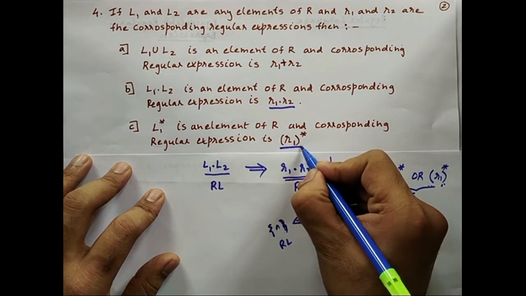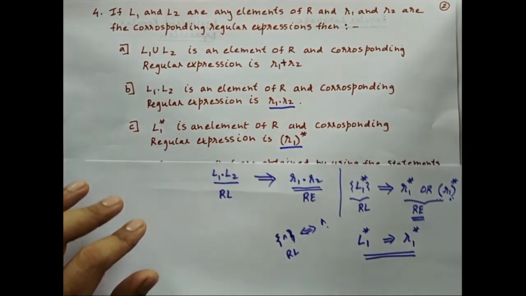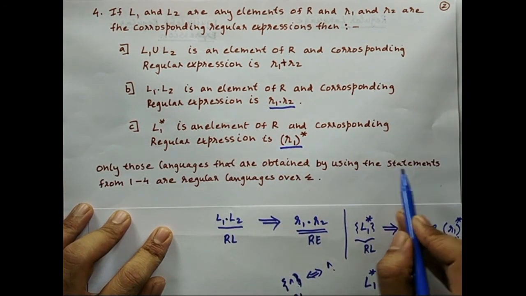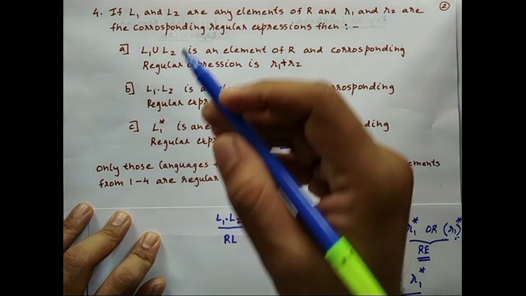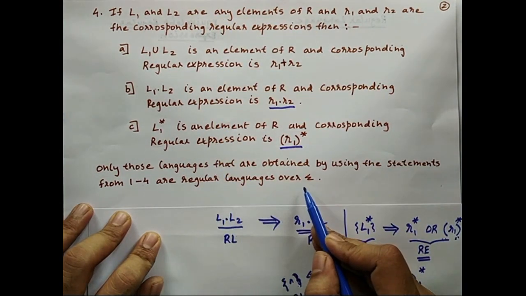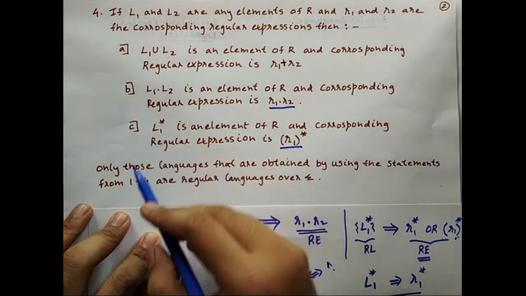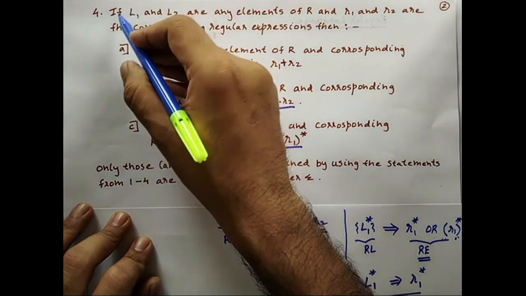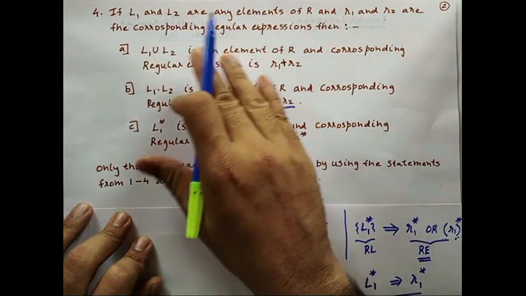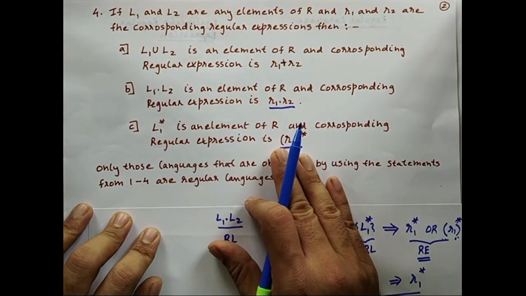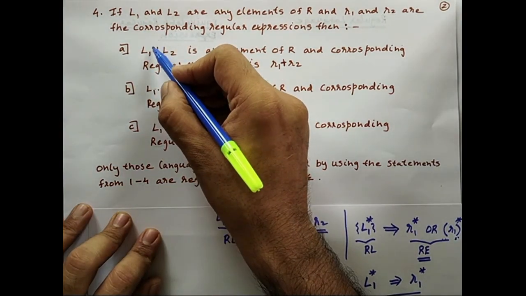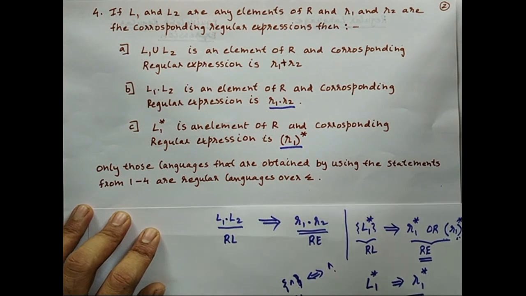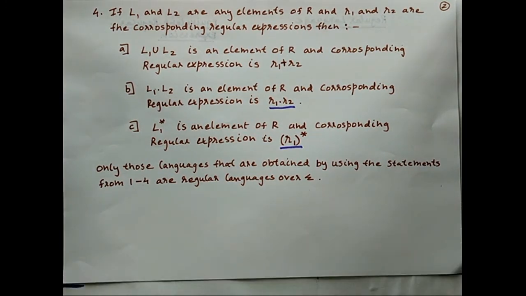Third result, and only those languages that are obtained by using the statements from point 1 to point 4 are the regular languages over sigma. So points 1, 2 and 3 were for basic languages, and point 4 is for the different operations that can be performed on the basic languages, namely union operation, concatenation operation and Kleene star operation. These are the three operations that can be performed.